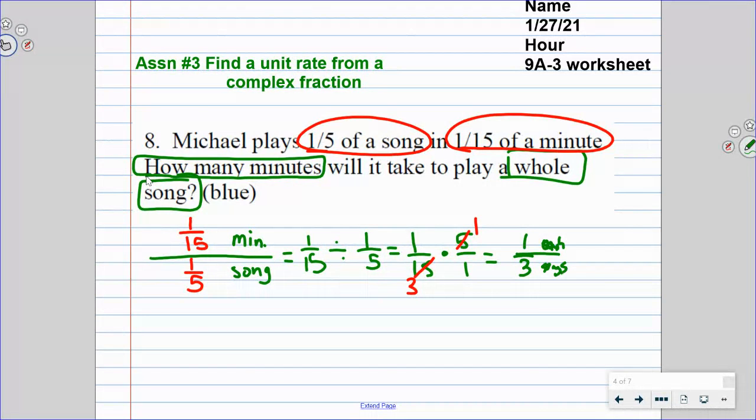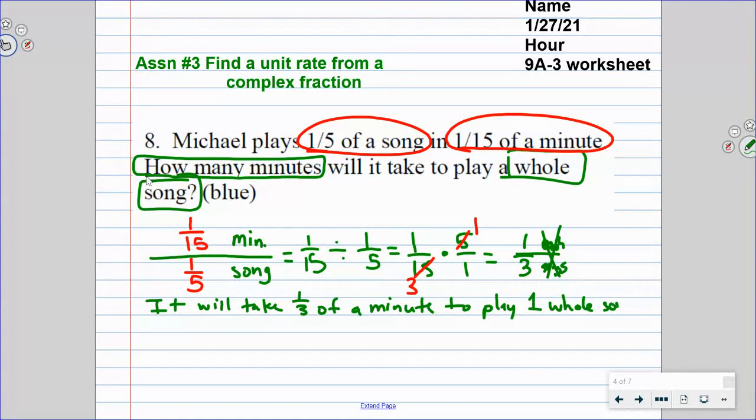Now remember, we don't want to say one song, or 1 minute every 3 songs. That's not what the question is asking. The question is asking how many minutes it will take to play one song. Now I'm going to challenge you always to write a complete sentence to answer your question. It will take 1/3 of a minute to play one whole song. Not a complicated sentence. I don't need 2 sentences, don't need a paragraph, but you should write your answer in a complete sentence.